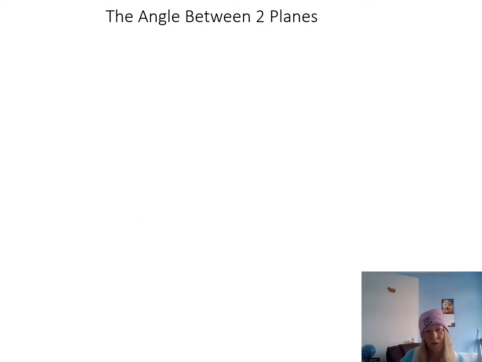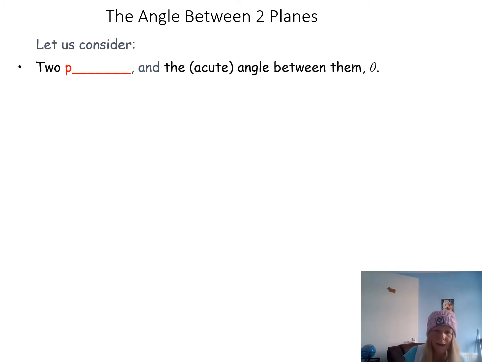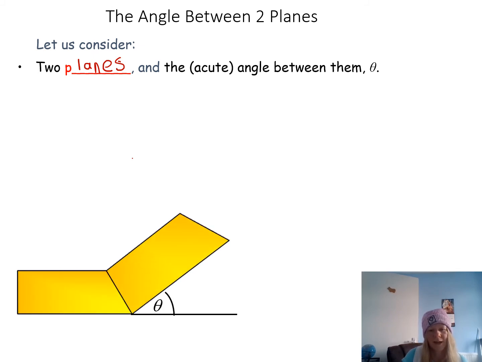Now we're going to do the angle between two planes. Let us consider two planes. It's not aeroplanes, they're just flat surfaces. And the acute angle between them, theta. And there's our two planes, and there's our acute angle between the two planes. If you imagine this yellow plane would carry on underneath this other plane, so that would be the angle between them. It doesn't just stop there. We don't want that big obtuse one. We want this one.